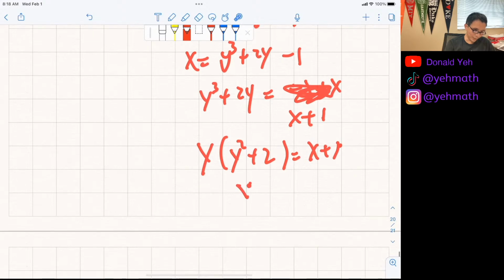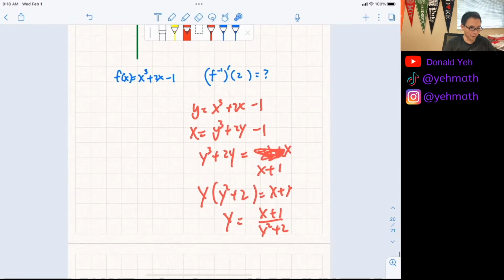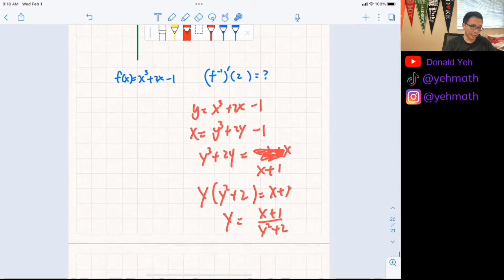And if you isolate it, it's going to be what? x plus 1 over y squared plus 2. Really didn't isolate anything because there's y in there. So there's a small issue. There's no possible way for you to find the inverse of this. And then you say, okay, what do I do now?